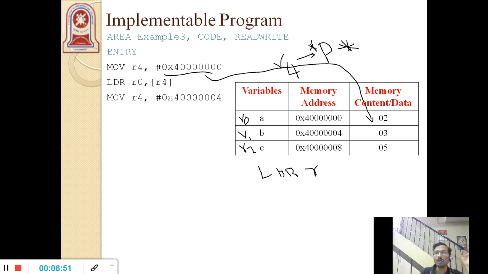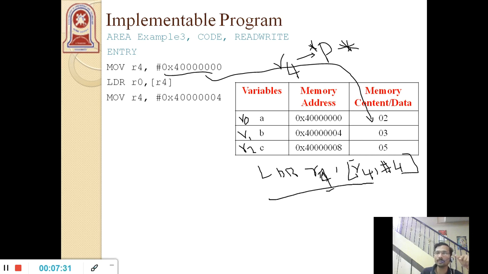LDR R1, I'm sorry, R1 comma, you know the base address, right? What is the base address where it is stored? That is stored in R4 comma hash. It is increased by how many bytes? 4 bytes, so let me write 4 here. So this is the other way, LDR R1, R4, hash 4. So this is the base address and this is the offset.